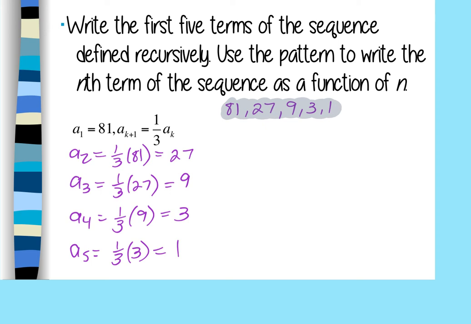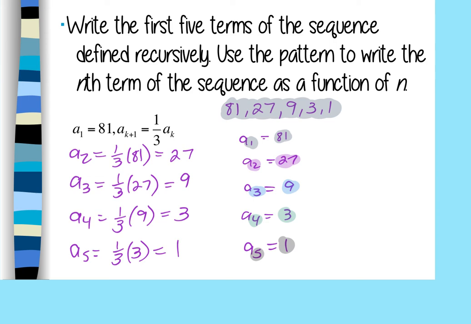Now step 2 says go back to what we were doing before and figure out a way to find the pattern without using a recursive system. So if A1 is 81 and A2 is 27 and A3 is 9 and A4 is 3 and A5 is 1, find the relationship between the term, the number term, and the value. Try it.